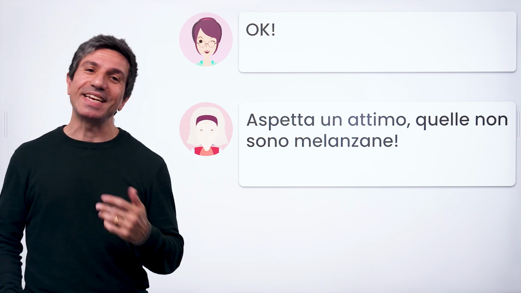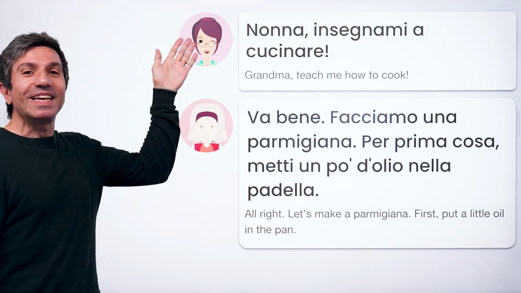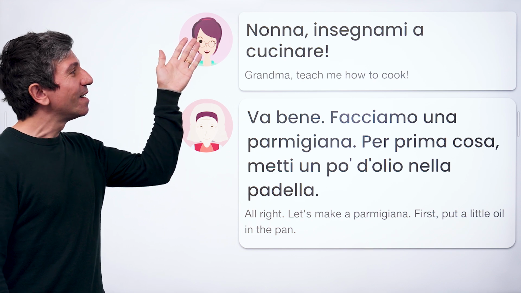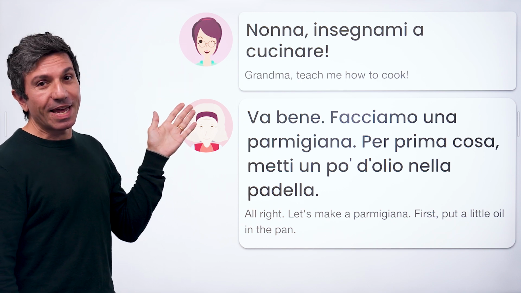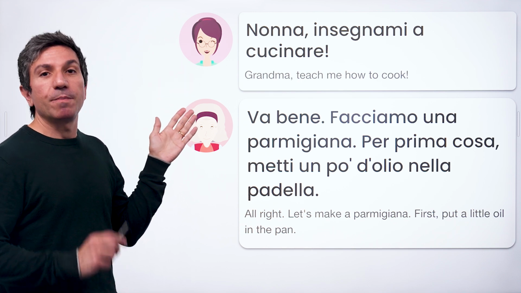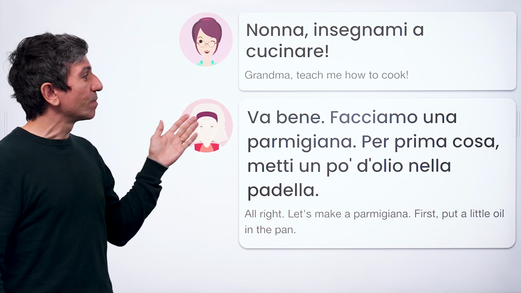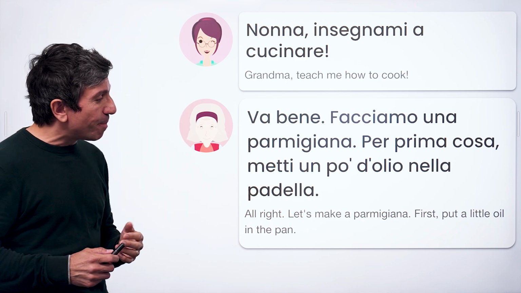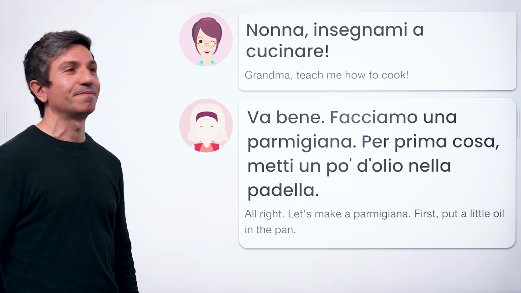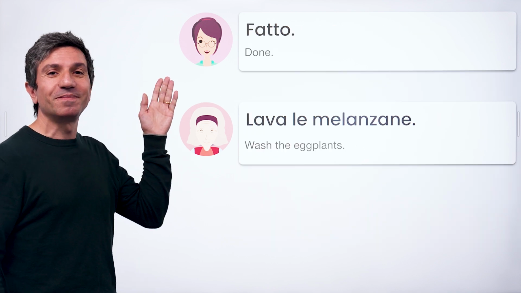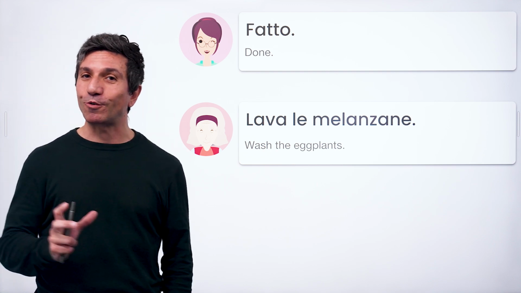Let's hear it with the English translation. Nonna, insegnami a cucinare. Grandma, teach me how to cook. Va bene, facciamo una parmigiana. Per prima cosa, metti un po' d'olio nella padella. All right, let's make a parmigiana. First, put a little oil in the pan. Fatto. Done. The next sentence is the one we'll focus on.